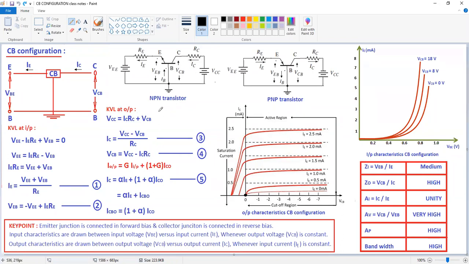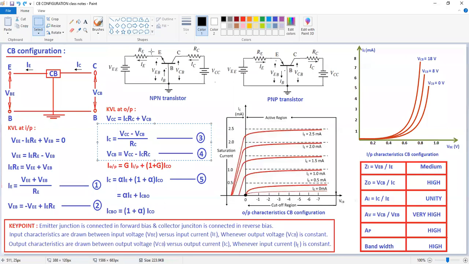From this again I am going to write the output current equation IC. Now IC is given by VCC minus VCB by RC. Similarly, I am writing the output voltage equation: VCB is given by VCC minus IC into RC. I am naming these as equation 3 and equation 4. Now these equations are from the output loop, the output current as well as the output voltage.